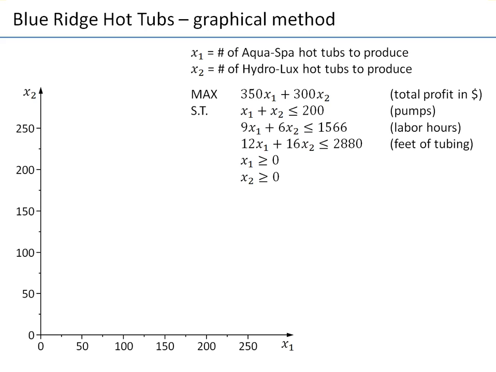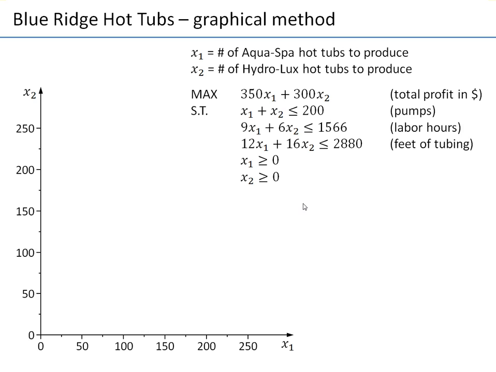Ch02-02 problem can be solved using a graphical method. A graphical method is a method for solving linear programming problems with two variables, and it happens that our problem has two variables, right? It has x1. This variable indicates how many aqua spas we are producing, and it has x2, number of hydrolux tubs they produce.